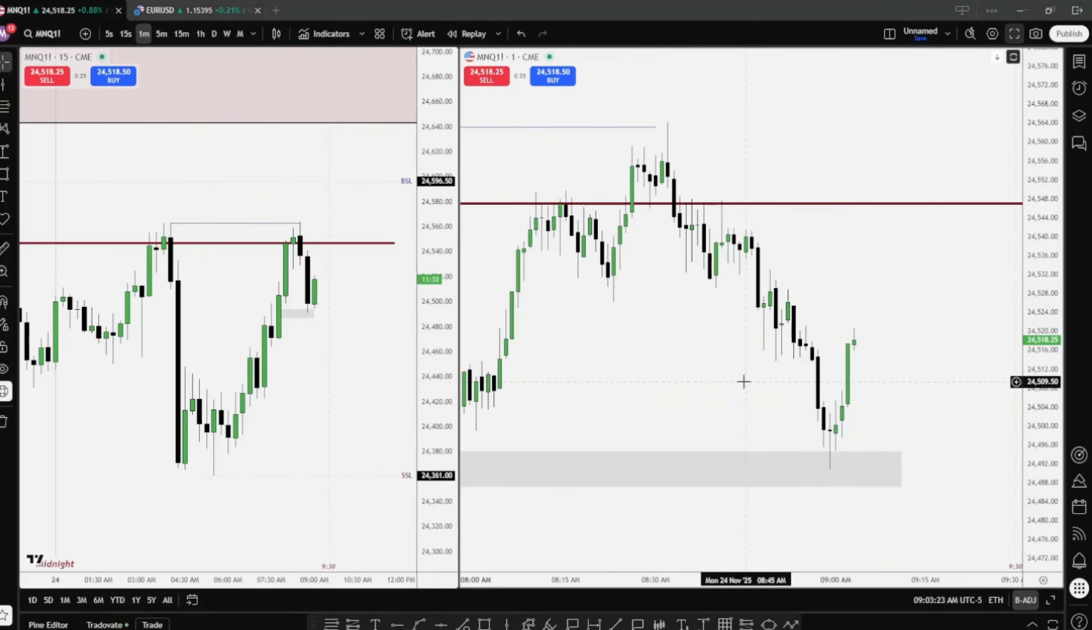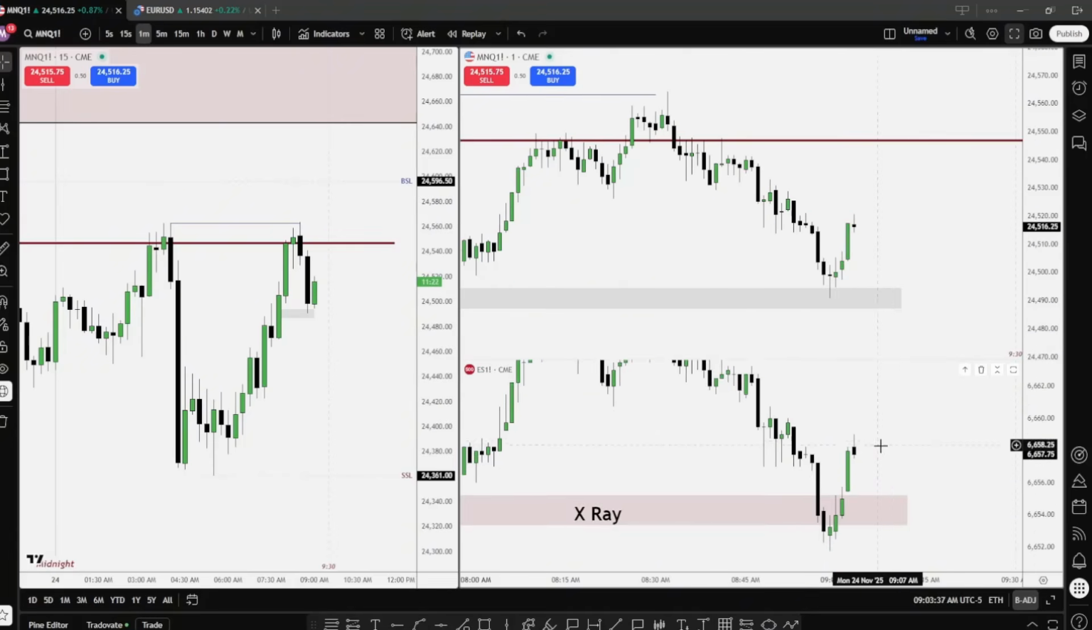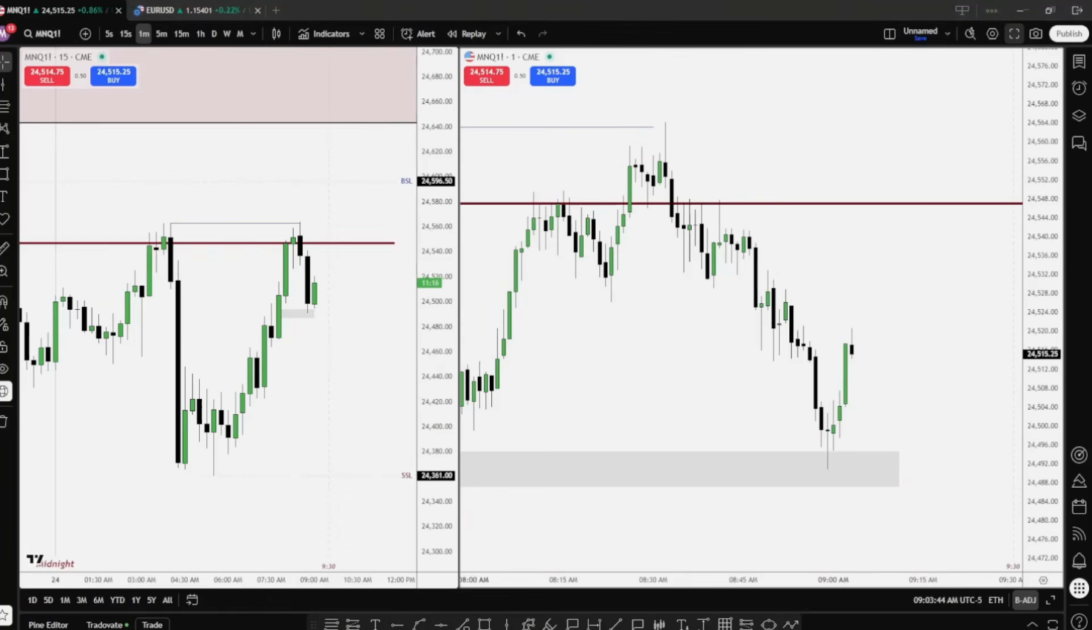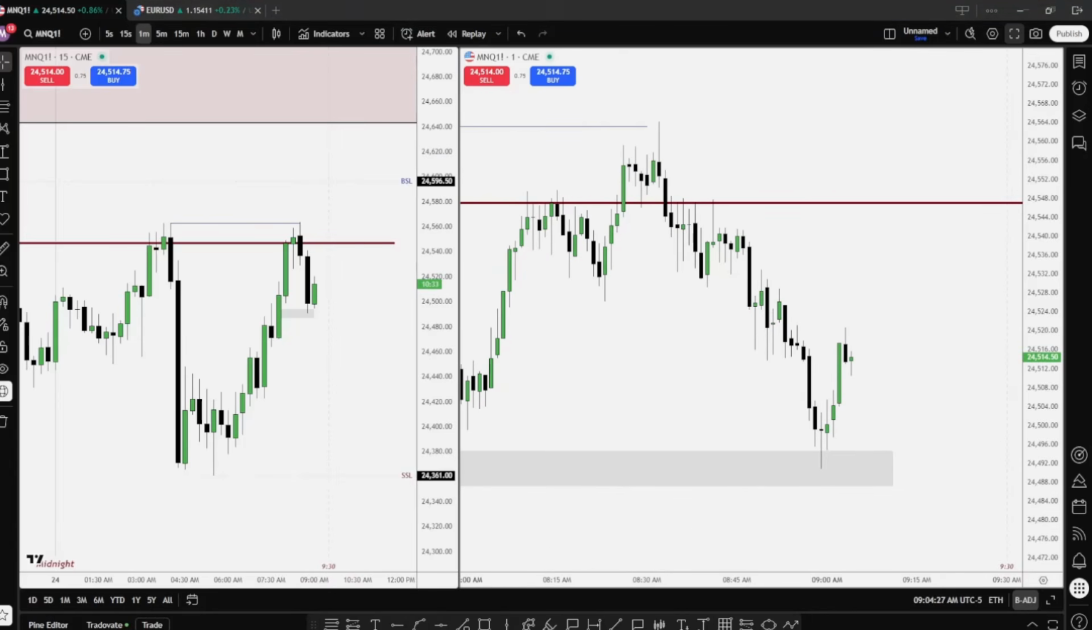So in terms of entry, where do you get in? You could put limits in the fair value gap. You could enter at those consecutive down close candles, or you could wait for the fair value gap to be put in. Here I was a little unsure. I wanted a little bit more confirmation out of this, so I did wait.